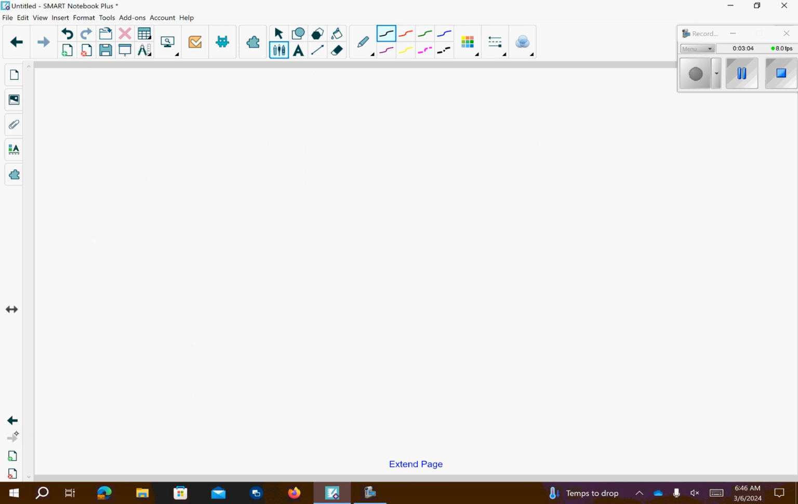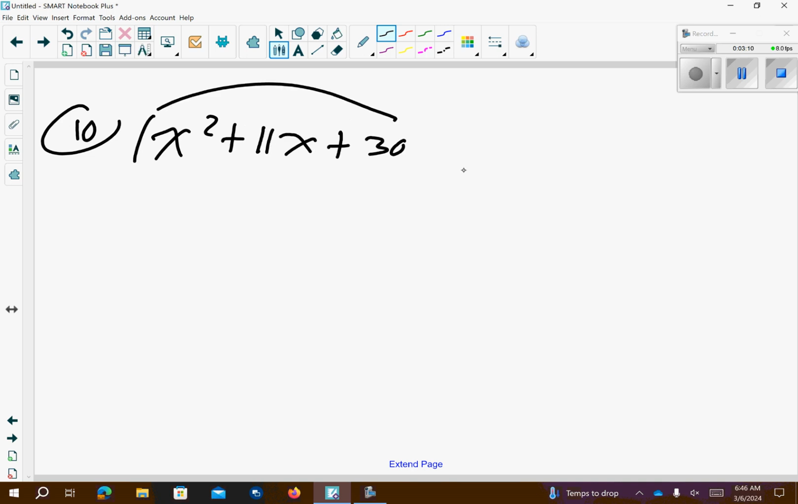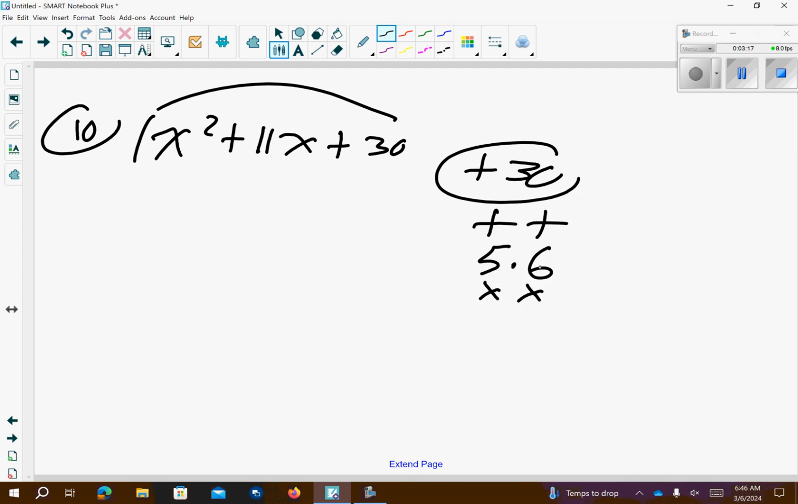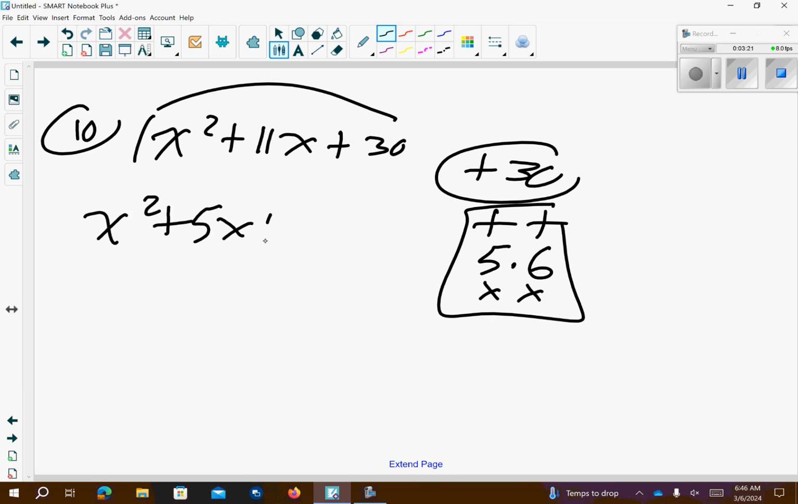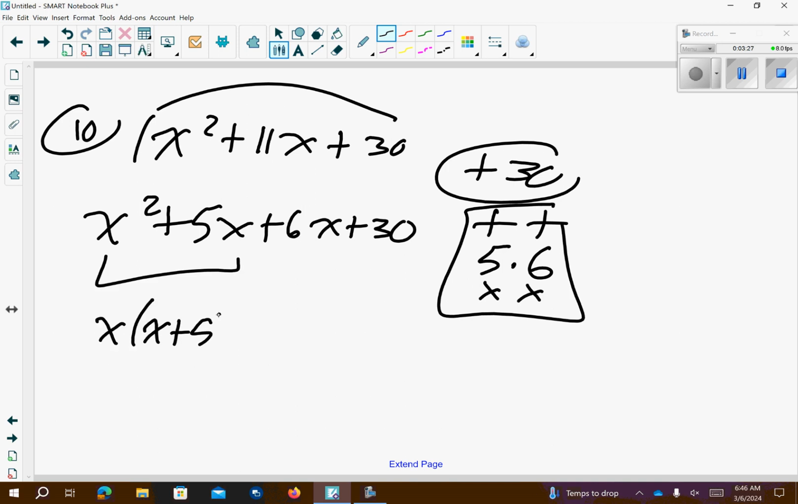Number 10. Get x squared plus 11x plus 30. Put 1 out front, multiply those together, get positive 30. All signs are positive. So two factors of 30 that add up to 11 are 5 and 6. So I get x squared plus 5x plus 6x plus 30. I have an x in common. Bring the positive down. I have a 6 in common. Just like that.